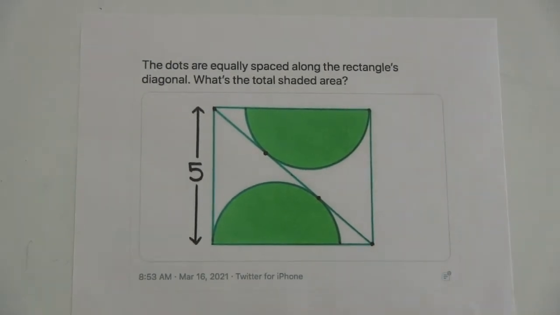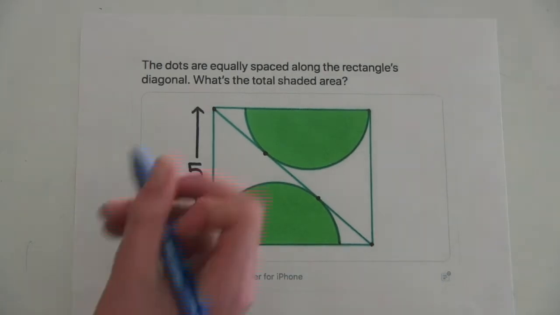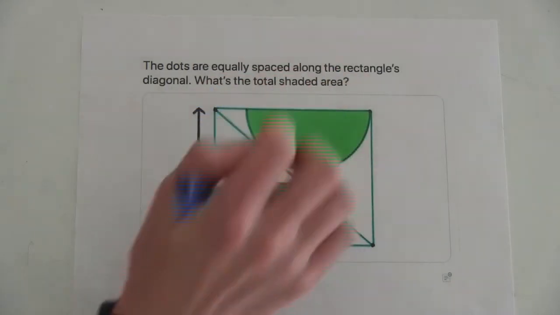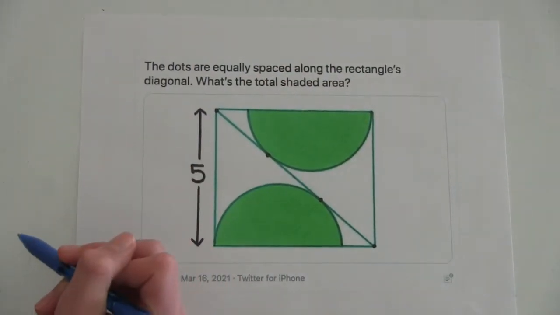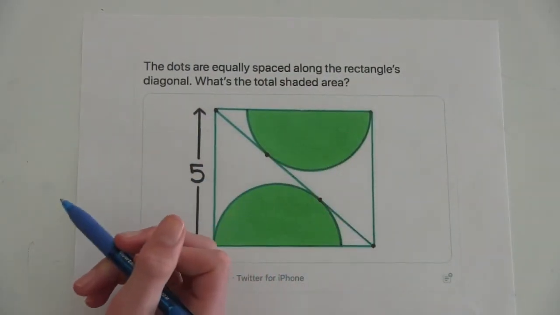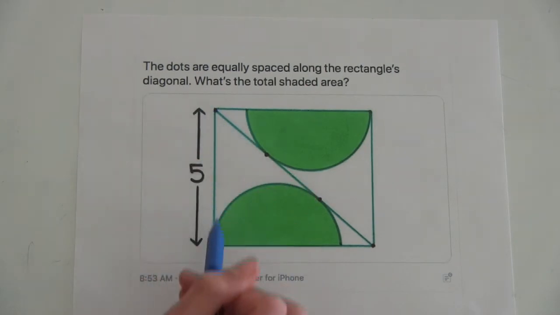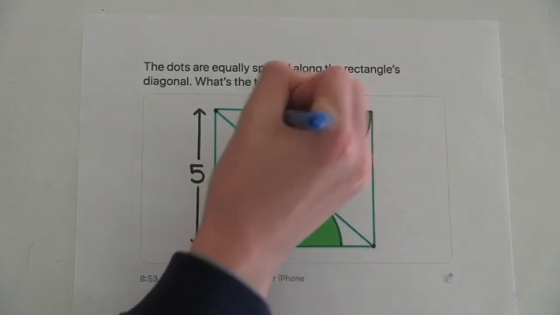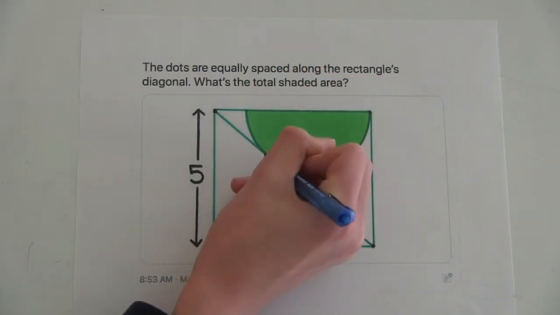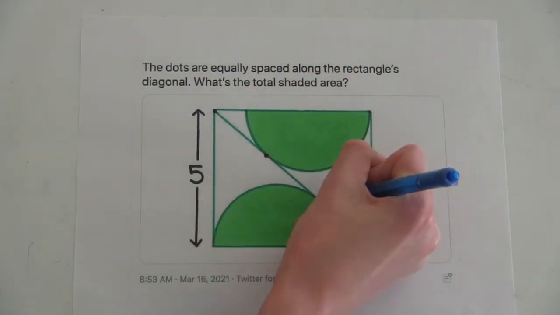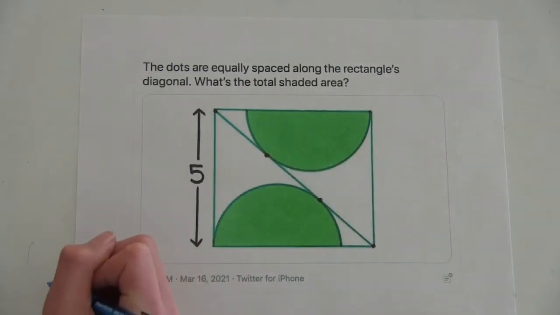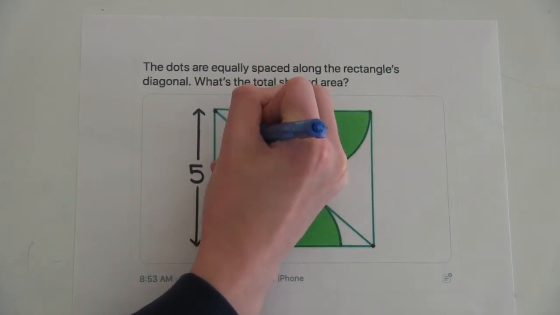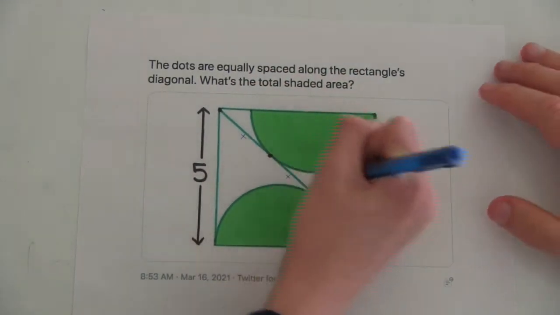Go ahead. Okay, so these dots here are equally spaced along the rectangle's diagonal, and it's asking what's the shaded area. We know that this side length here is 5, and then we have these semicircles which are shaded, and presumably these 2 points are tangent. Right, that's right. So at first I called all of these lengths x.